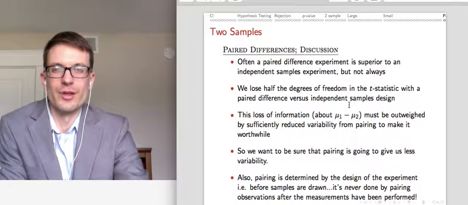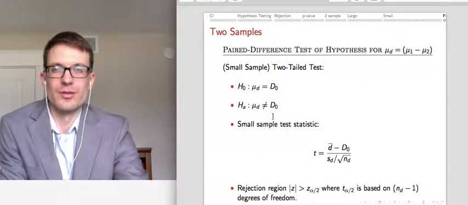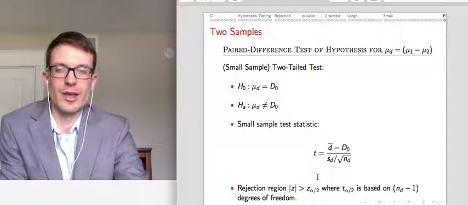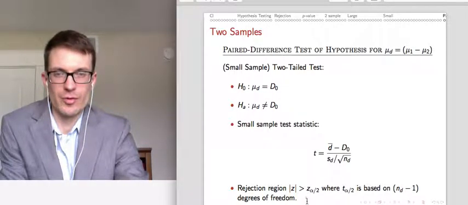And then for the two-tailed test, all that changes is our rejection region.